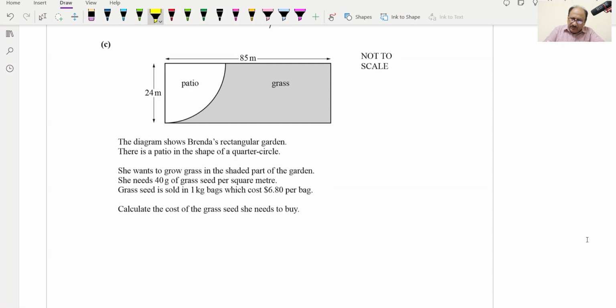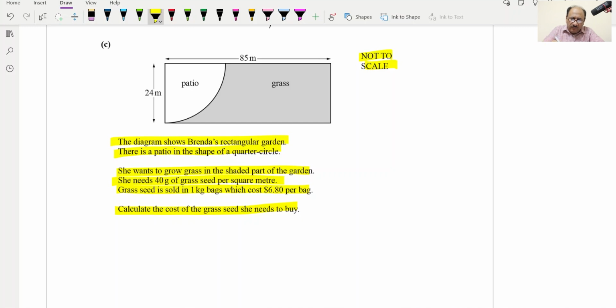C part says diagram is not to scale. The diagram shows Brenda's rectangular garden. There is a patio in the shape of a quarter circle. She wants to grow grass in the shaded area of the garden. She needs 40 grams of grass seed per square meter. Grass seed is sold in 1 kg bags, which cost $6.80 per bag. Calculate the cost of the grass seed she needs to buy.